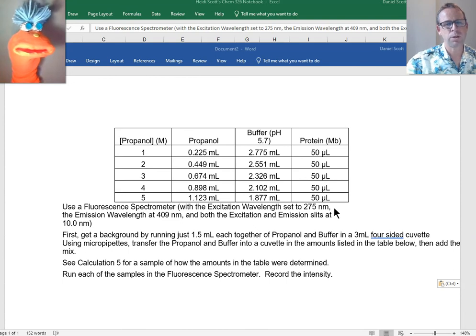That's right. 275 nanometers. Is that in the visible region or the ultraviolet region? That's in the ultraviolet, right? Because it's less than 400. Very good. And then the emission wavelength? Oh, 400 nanometers. Okay, so we're monitoring emission at 400 nanometers. And we have information about the slit widths. Do you remember what the slit widths were?